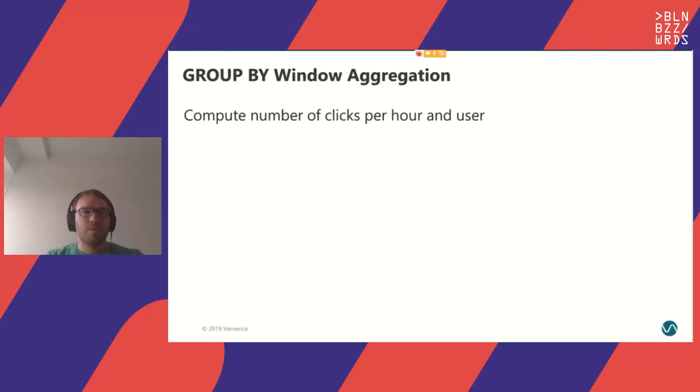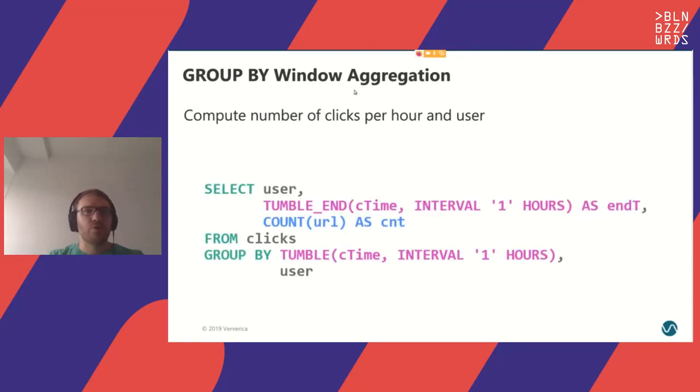Okay, so let's say we want to compute the number of clicks per hour and user. Then this would translate to a query that uses a group by window aggregation like this. We have a query that just reads from clicks. Then we have a group by clause. We put the user into the group by clause because we want to compute the clicks per user, but also per hour. Therefore we add this function call called tumble. Tumble is a function that you can think of as generating a window ID. And we provide here the click time attribute, which is the time attribute, and a time interval of one hour.